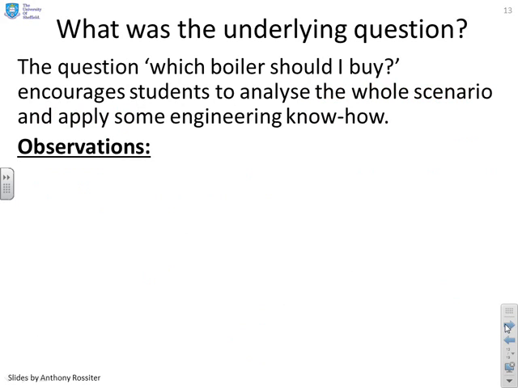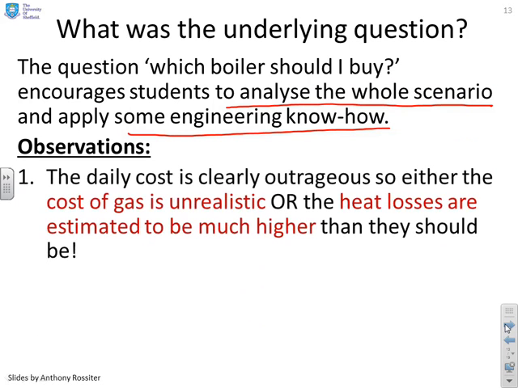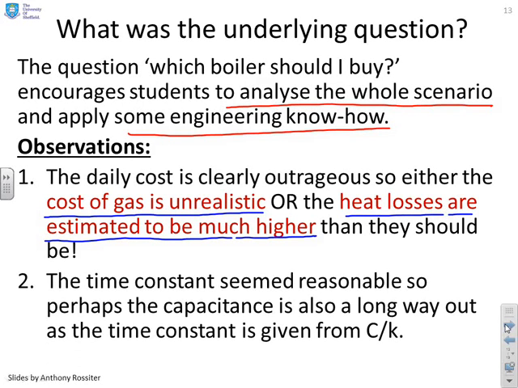So what was the underlying question? Which boiler should I buy? And this is encouraging students to analyze the whole scenario and apply some engineering know-how. So what have we got? The daily cost is clearly outrageous. So either the cost of the gas is unrealistic, or the heat losses are estimated to be too high. Those are two obvious errors, things that you could chase up and say, there's a problem here, and I need to find out why. The time constants seem reasonable.